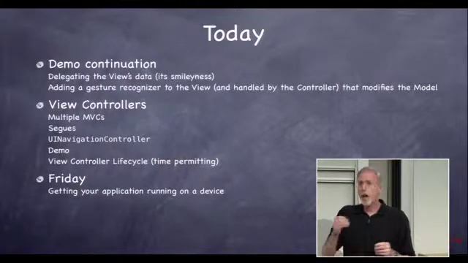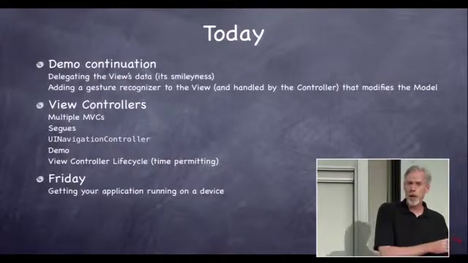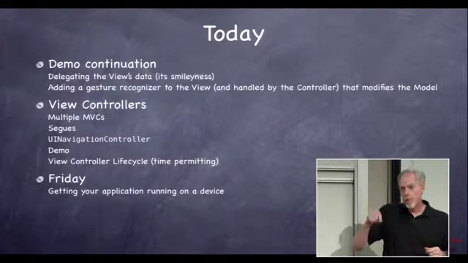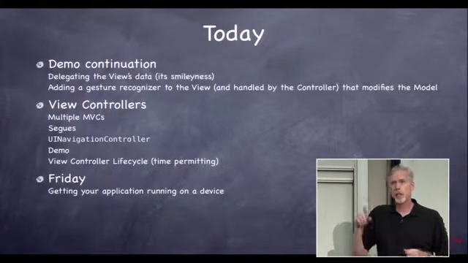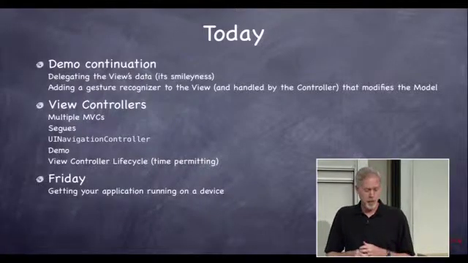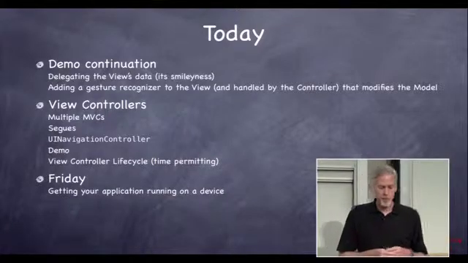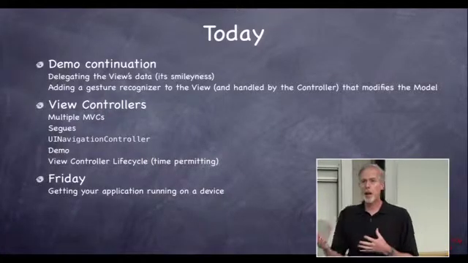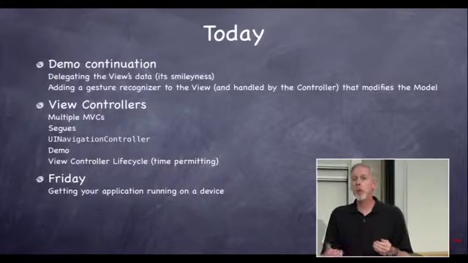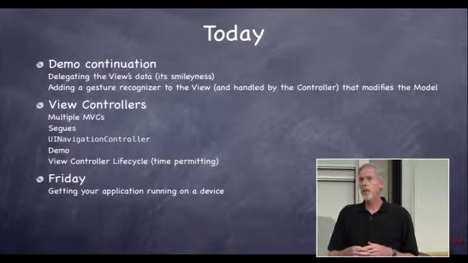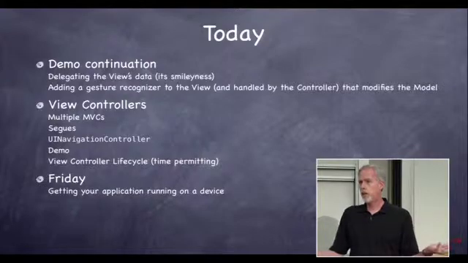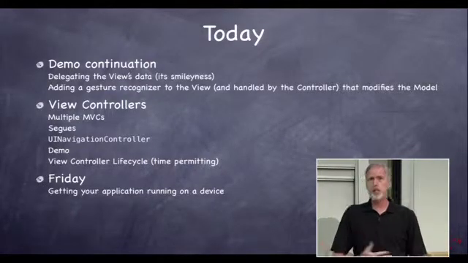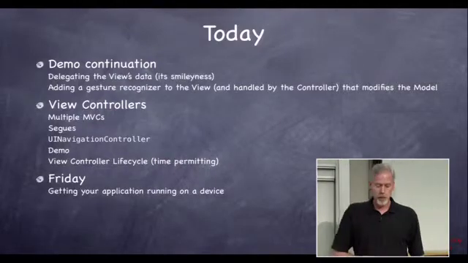And then we're going to add a gesture recognizer, but this time we're going to have to handle it in the controller that modifies the happiness, right? Lets you change your model. So then when we're done with that, I'm going to start talking about how to build an application or how to modify your existing application to have multiple MVCs, right? So far you've only had one MVC, your calculator view controller, that's it. Obviously, if you want to build big apps, you need lots of MVCs, and they all need to work together. And that's what we're going to talk about today.